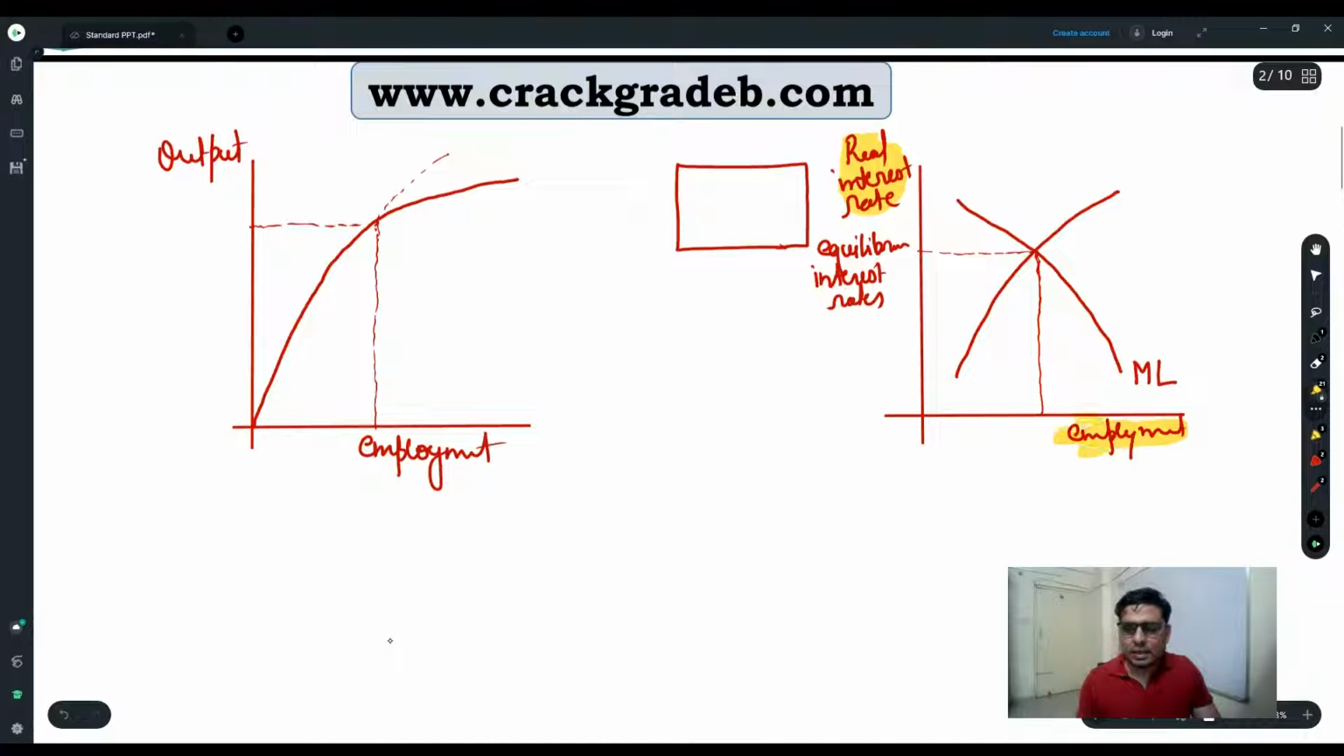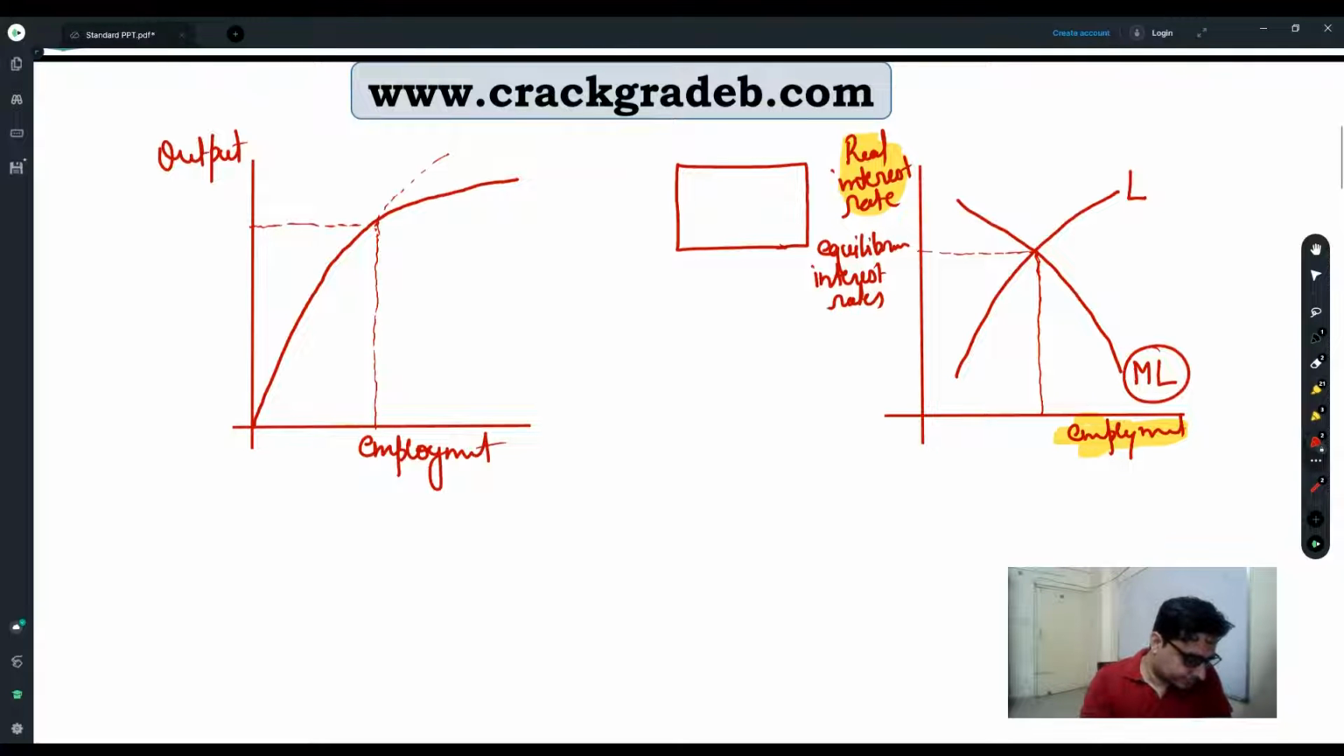In the last class, I told you about the labor curve, and it is the marginal utility of labor, marginal efficiency. I hope you remember. We have a fixed area of production where we are increasing the number of laborers. So marginal efficiency will start decreasing.